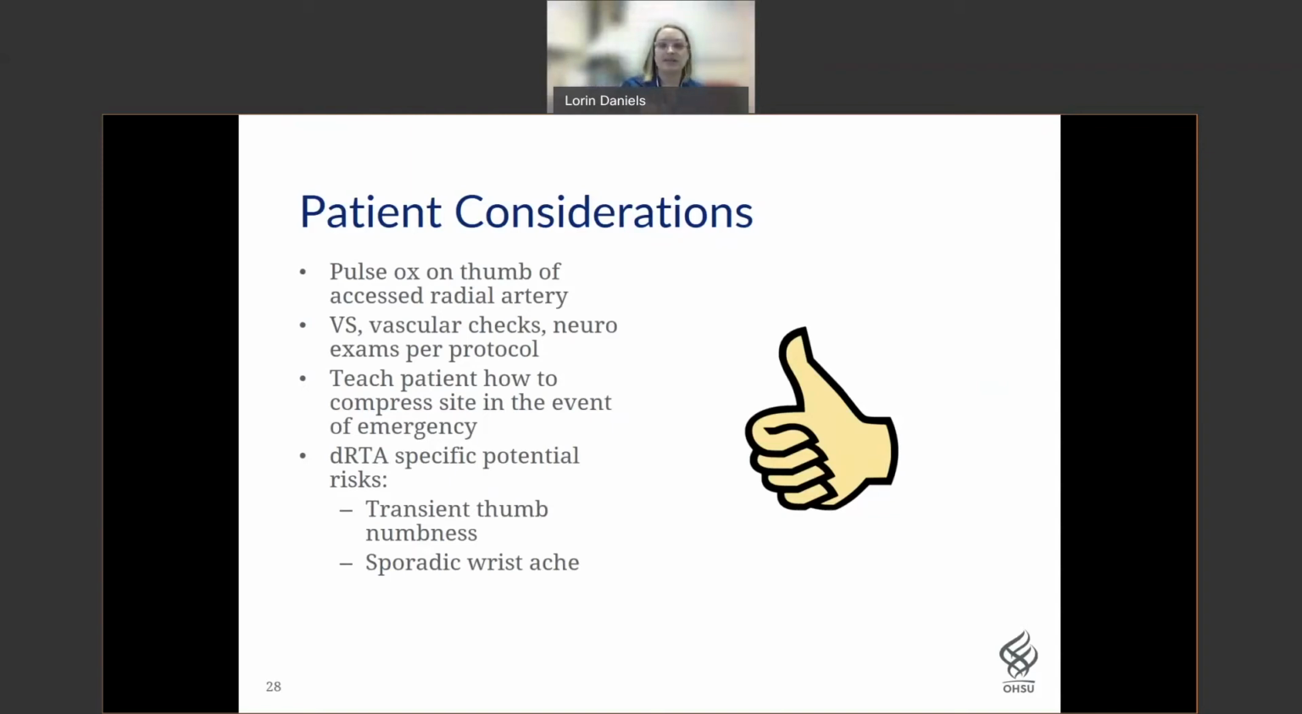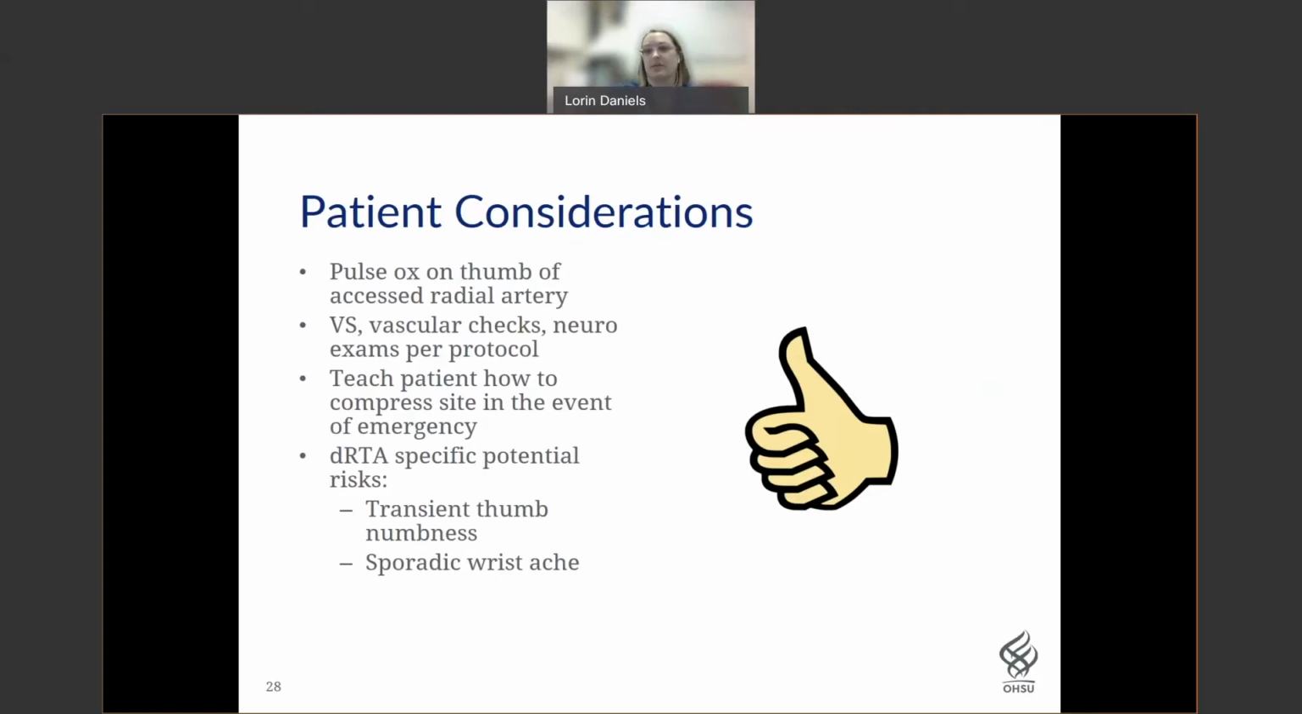Specific risks related to distal transradial artery are that some patients will verbalize transient thumb numbness, and then there is this textbook sporadic wrist ache, which I know patients with narrower wrists are more prone to get based on the literature. I would educate the patient on both of these to let us know. And even though they are known side effects, any type of numbness or tingling, I would still report to the interventionalist. Even though it's slightly expected in certain cases, I would still report that up and let them be aware and decide.